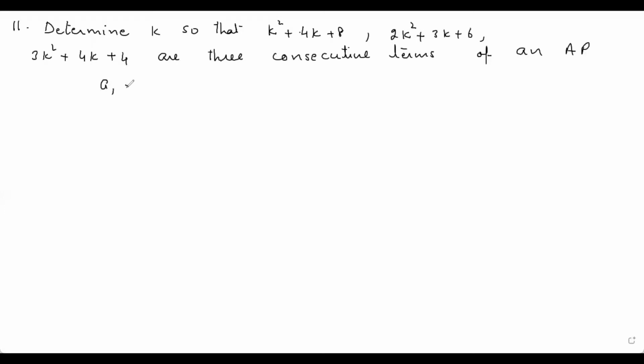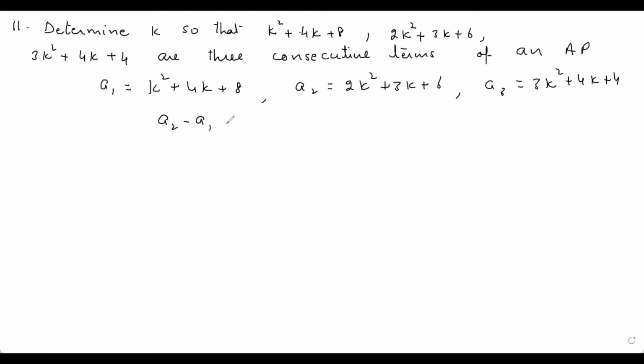Let A1 is equal to k square plus 4k plus 8 and A2 is equal to 2k square plus 3k plus 6 and A3 is equal to 3k square plus 4k plus 4. They are the 3 consecutive terms of an AP. It means their common difference is same. So A2 minus A1 is equal to A3 minus A2.